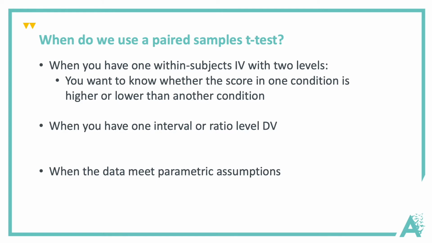The dependent variable is an interval or ratio measurement, and the data should also meet parametric assumptions such as normality and no influential outliers.